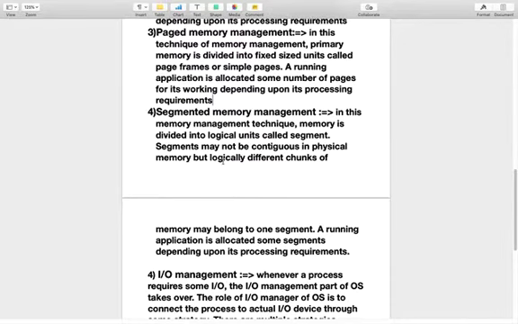And the last technique is segment memory management. In this memory management technique, memory is divided into logical units called segments. Segments may not be contiguous in physical memory, but logically different chunks of memory may belong to one segment. So in paged memory there are continuous areas, but in segment memory there is no need for a contiguous area. A running application is allocated some segments depending upon its processing requirement.